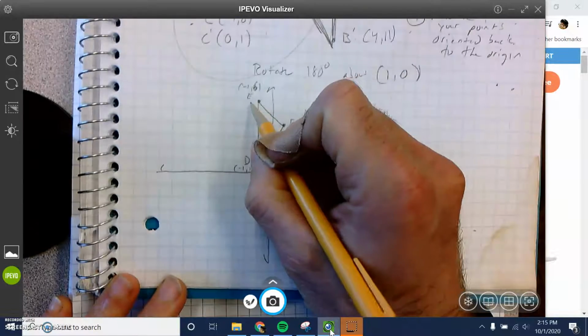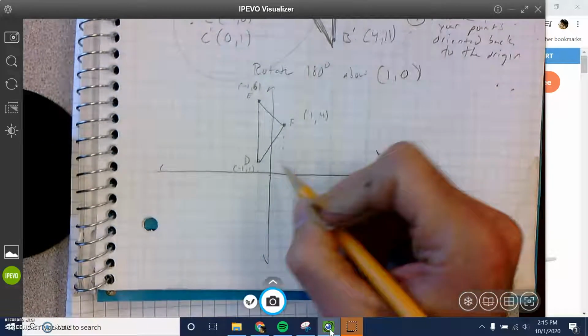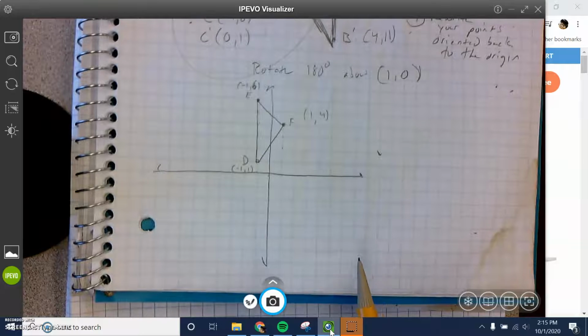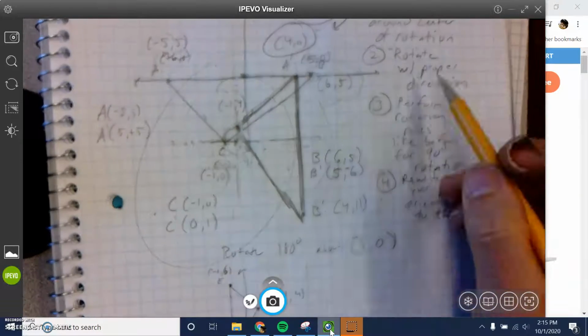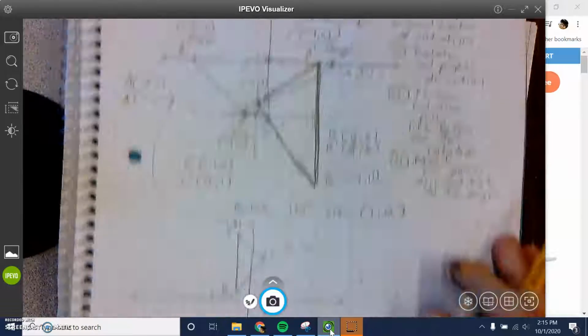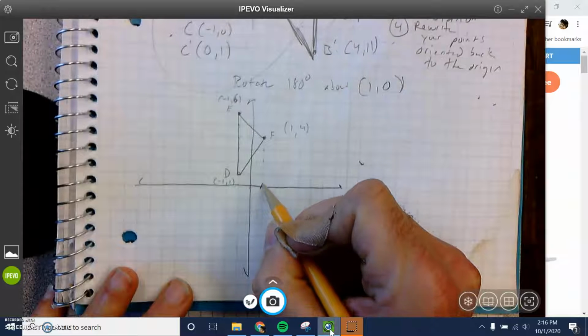So we got negative 1, 6, which is E, negative 1, 1, which is D, and F is 1, 4. Copy this down on your graph paper or your notebook right now. All right, cool. So what's the first step? We reorient our points around the center of rotation. Okay, so get the center of rotation. That's 1, 0 right here. Star it.